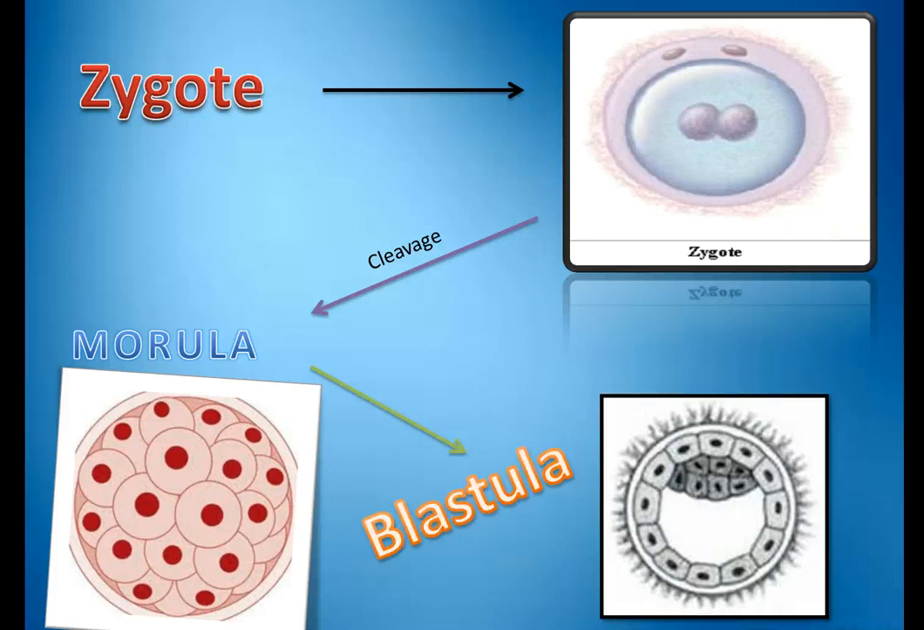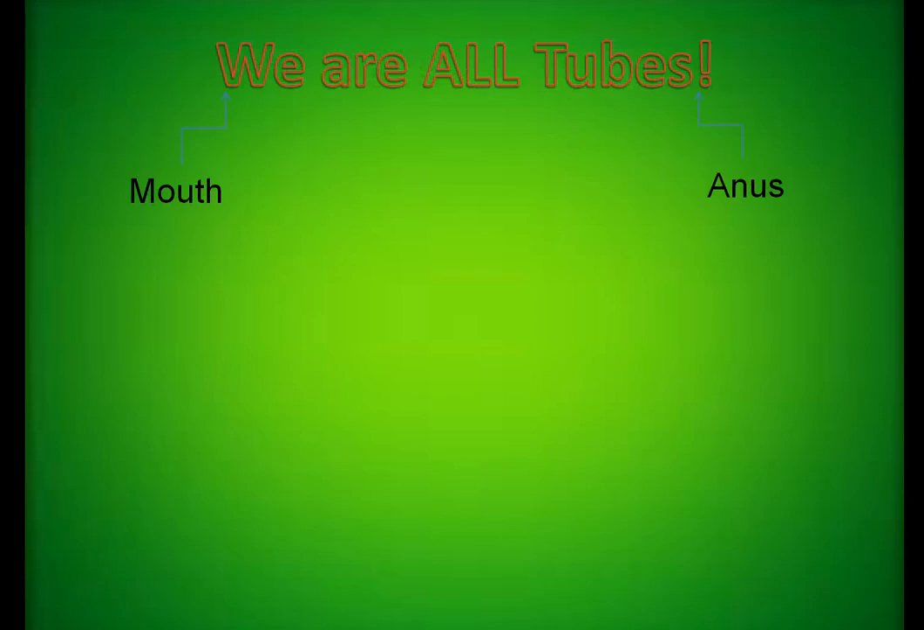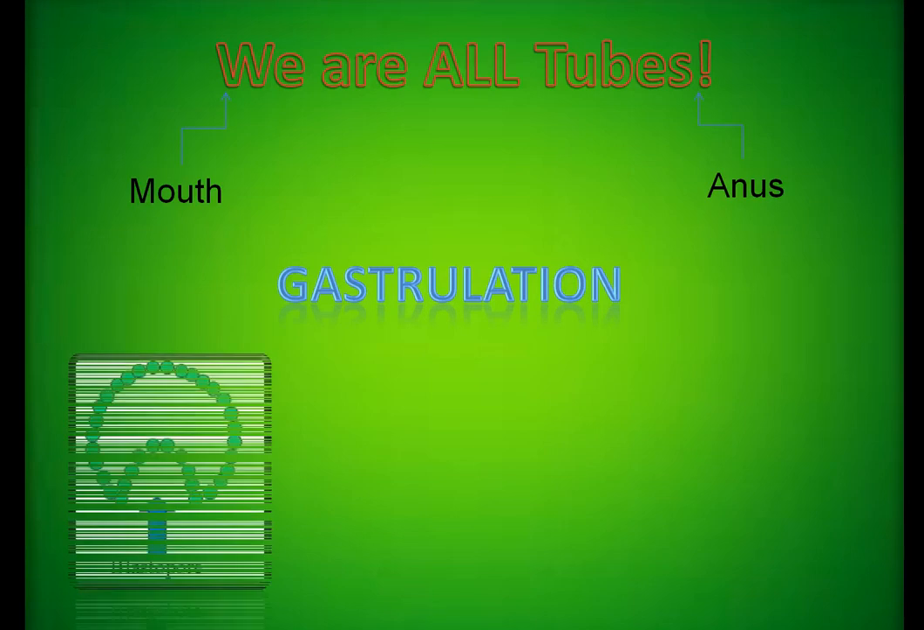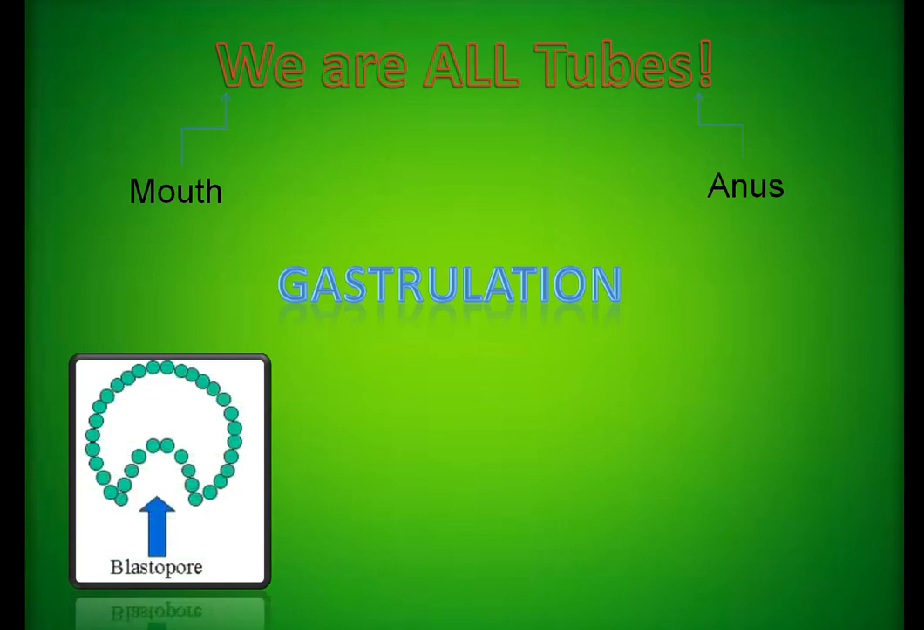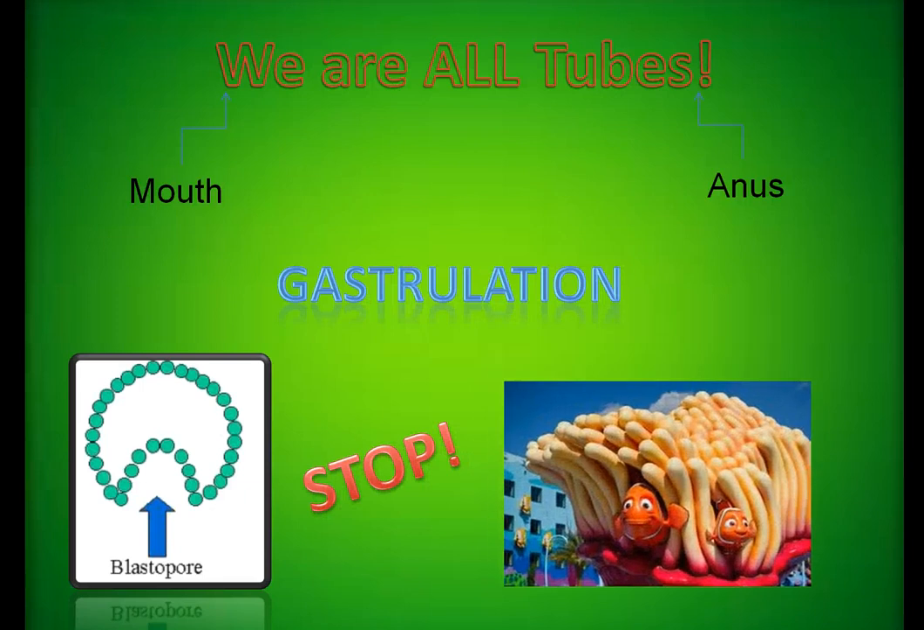called a blastula. More complex animals are basically built around a tube, mouth at one end and an anus at the other. This tube is formed through the process of gastrulation. In this process, an indentation forms on the blastula, with cells folding in on themselves, creating a blastopore. For animals whose mouth and anus are the same, this is where it stops, such as sea anemones.